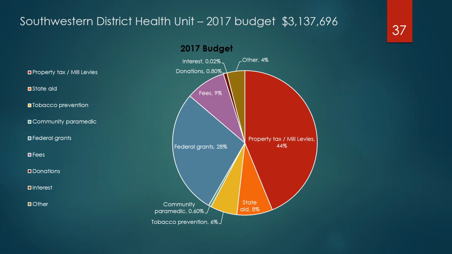Fees for immunizations, inspections, etc. provide 9% of the budget versus 7% nationally. Other sources include tobacco settlement dollars, 6%, and interest, donations, etc., 5.5%. For the Southwest District Health Unit, local and federal funding from the CDC provides 72% of their budget.